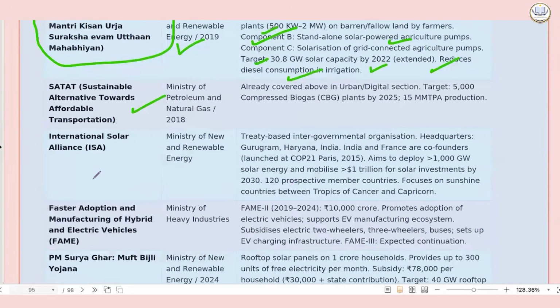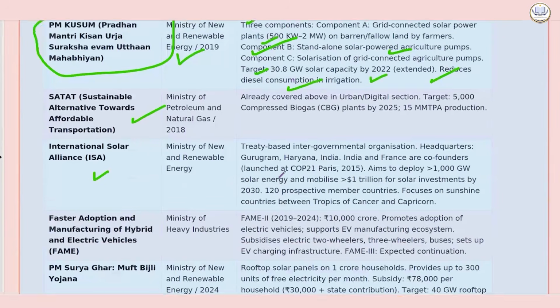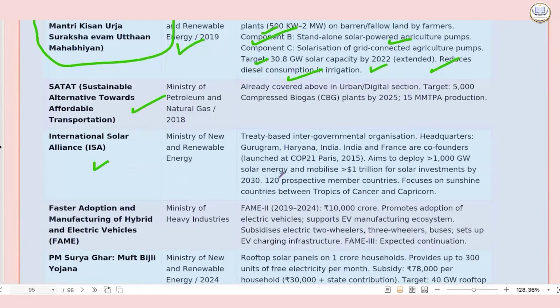International Solar Alliance, a treaty-based intergovernmental organization. Headquarters is Gurugram, Haryana. India and France are co-founders. It aims to deploy more than 1,000 gigawatt of solar energy and mobilize more than $1 trillion for solar investment by 2030. It focuses on sunshine countries between the Tropic of Cancer and Tropic of Capricorn.